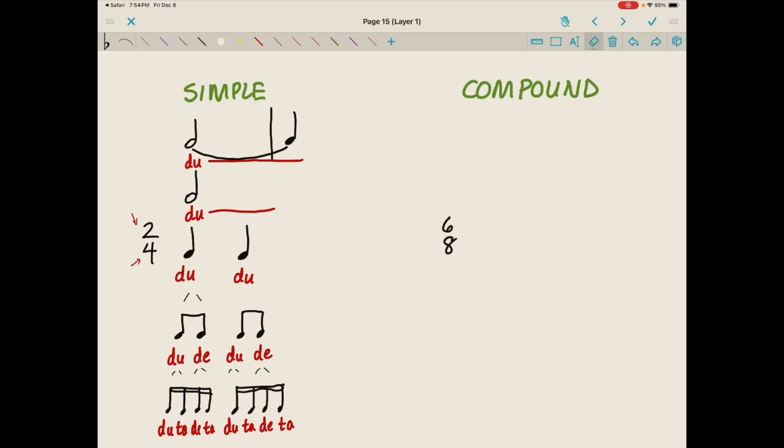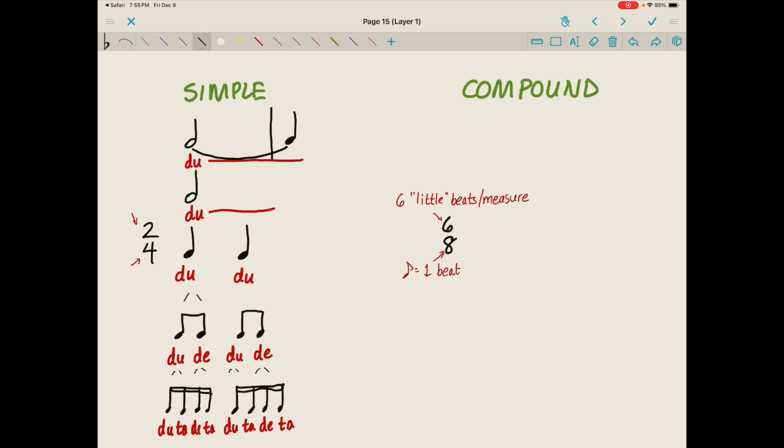Okay, so looking at compound meter, let's take 6/8 as an example. Remember that in compound meter, the top number of the time signature will be a 6, a 9, or a 12. And also that in compound meter, our big beat is a dotted note value that naturally subdivides into 3 equal parts. Our time signature in compound meter represents our little beat. So in this case, it tells us that we will have 6 little beats per measure, and that our eighth note will be our little beat or pulse note.